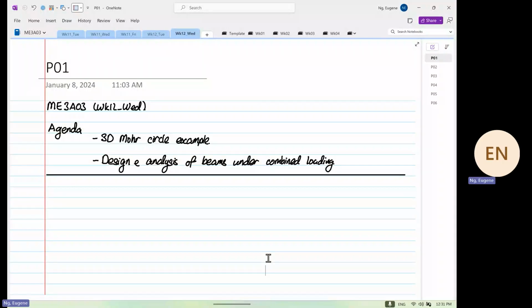Right. Good afternoon. Today we are going to continue the example that we were doing yesterday. We're going to do a 3D Mohr circle example, and then we're going to go into design analysis of a beam under combined loading. Again, this also involves the 3D Mohr circle.